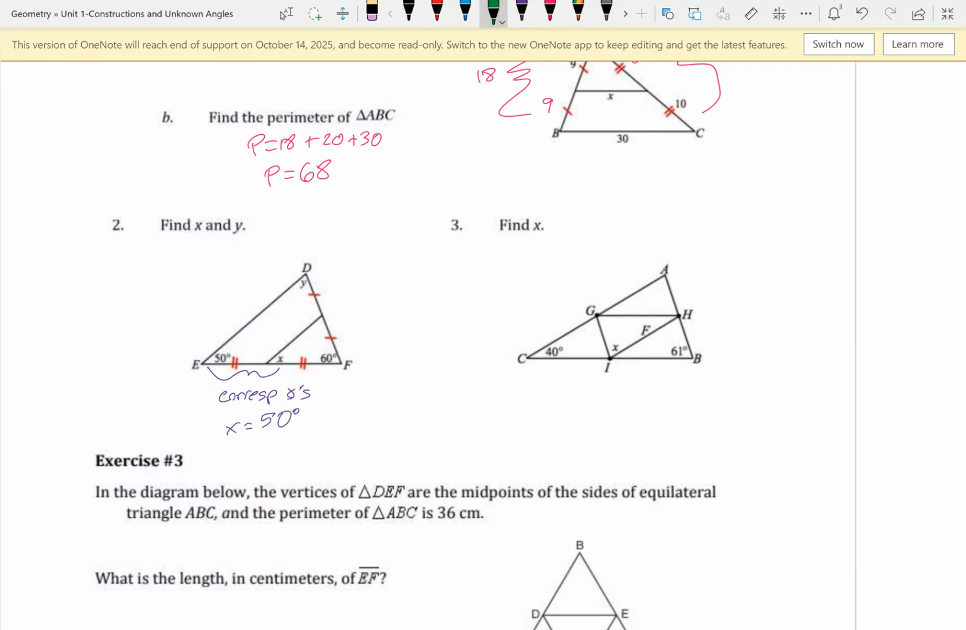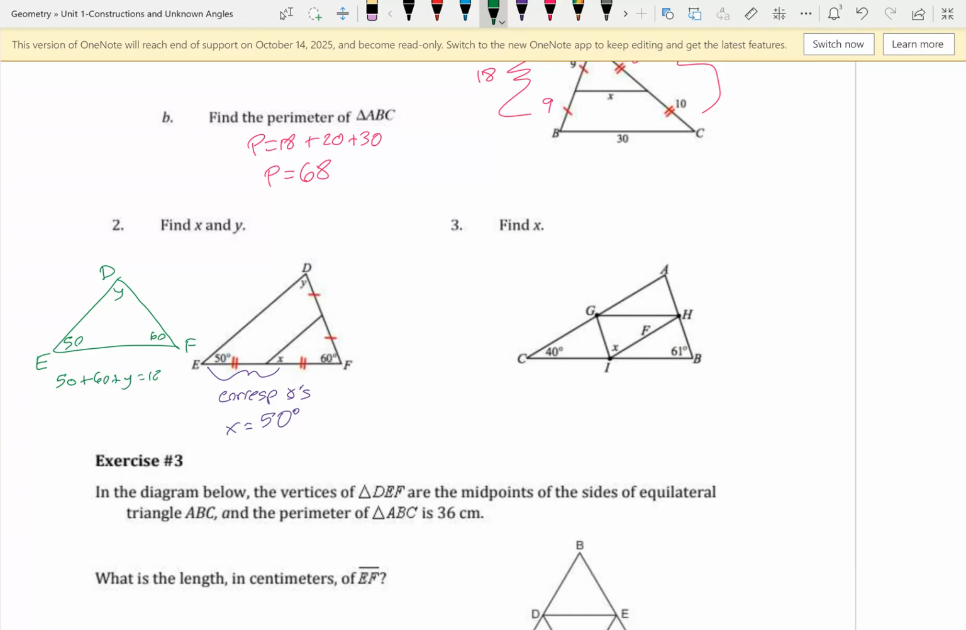For my Y, you can do a bunch of different things, but the easiest way here is to look at the big triangle, EDF. We have a 50, we have a Y, and we have a 60. So we don't have to use any fancy properties for this one. We can just use our regular triangles add up to 180 rule.